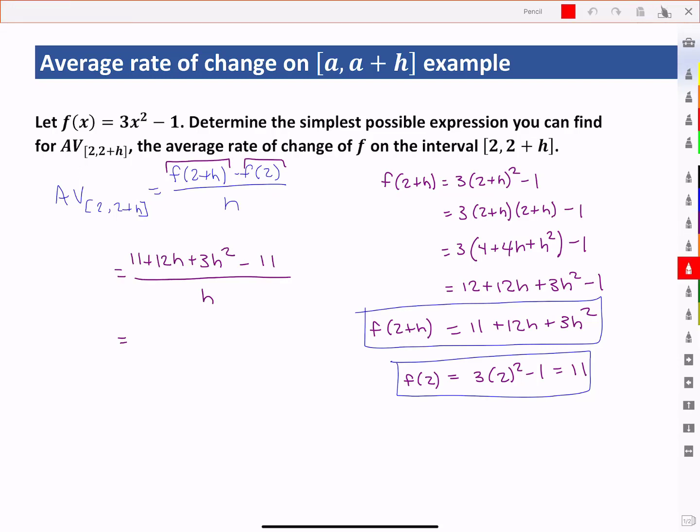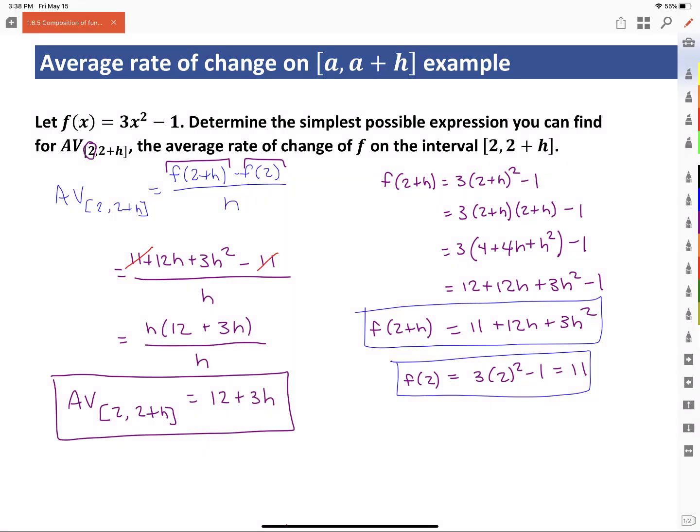We notice that the 11s will cancel out, and removing a factor of h from the numerator and noticing that h is not equal to 0 means that we can simplify, and we find out that the average rate of change from 2 to 2 plus h equals 12 plus 3h. And this equation tells us a formula that will give us the average rate of change of f on an interval of any length starting at x equals 2.